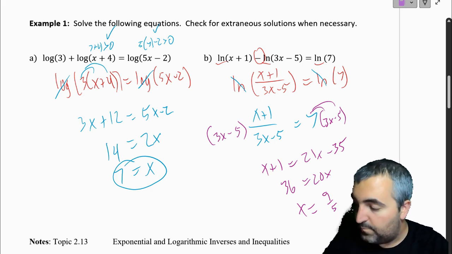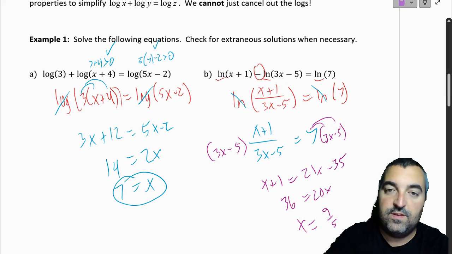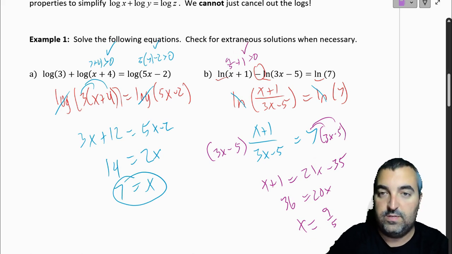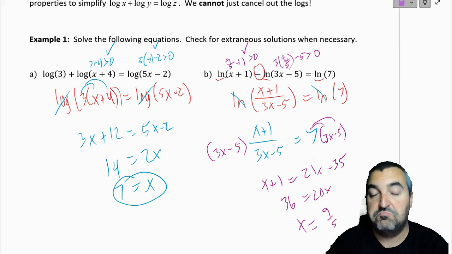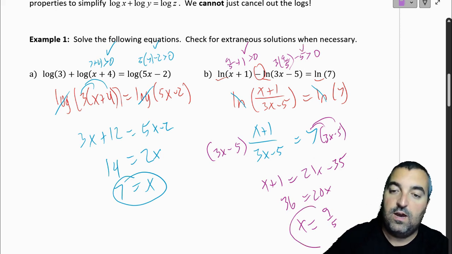Okay. And again, we've got to double check. 9/5 plus 1, is that greater than 0? Yes, both are positive. 3 times 9/5 minus 5, is that greater than 0? That might be something you have to worry about, but 9/5 is just about 2. So it does end up that you get something a little bit bigger. It would be 27 fifths, where this is 25 fifths. So it is bigger than 0. So you're good. And there's your answer.